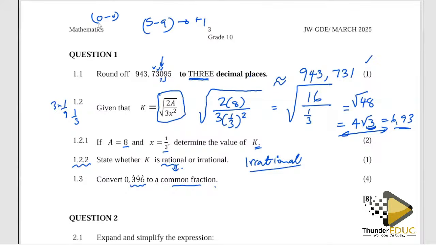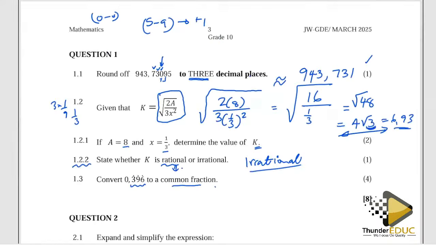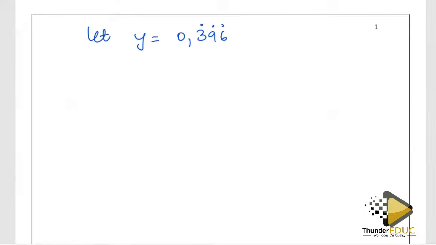Okay, so I'm going to write it this side since I have space this side. So I will say let y be equal to 0.396 recurring. Let's check the number. 0.396, that's correct. Okay, let y be equivalent to that. That's going to be 1 mark for us.